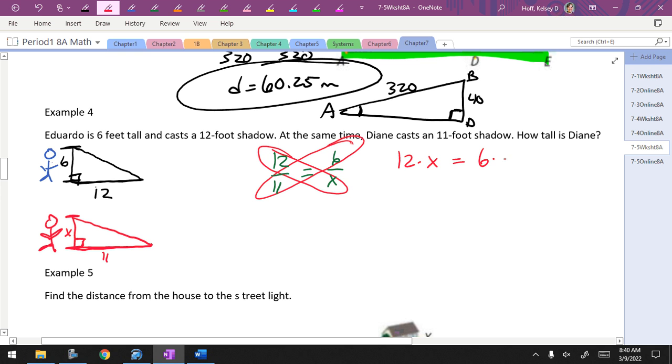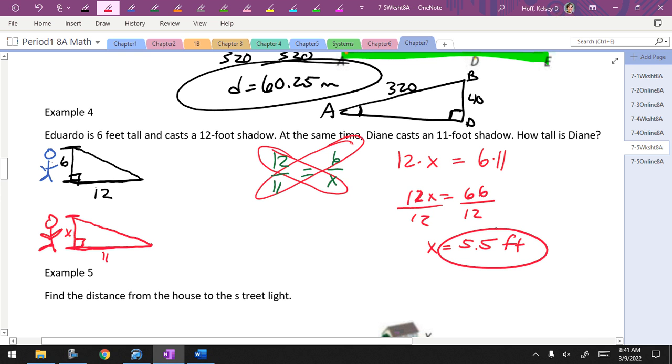Is that what it's labeled? Meters? 66 divided by 12 is 5.5. What's my label? Feet. Diane's height. How tall is Diane? 5.5 feet.